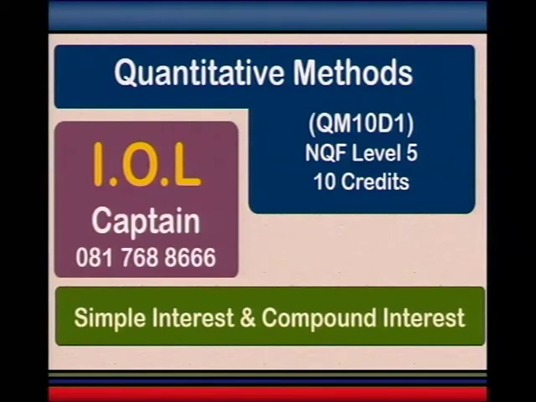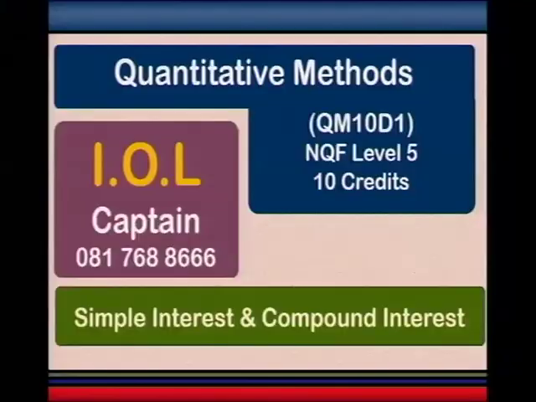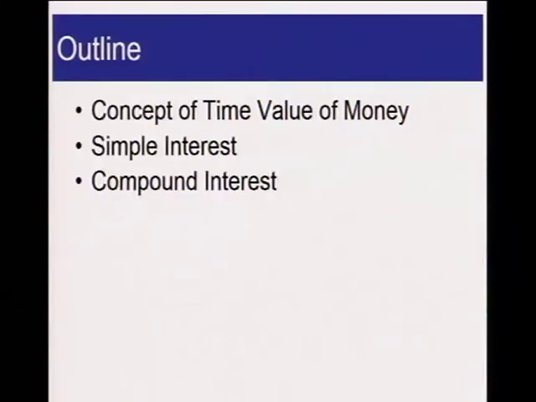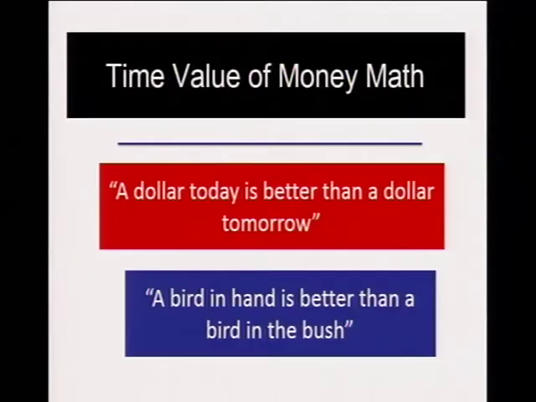In today's discussion, we'll be focusing on simple interest and compound interest. In case you still need some areas clarified after this discussion, you are welcome to do so. The numbers are as shown on the slide with a 666 at the end. We are going to be focusing on the concept of time value of money. Then we look at simple interest. Then we conclude by looking at compound interest.